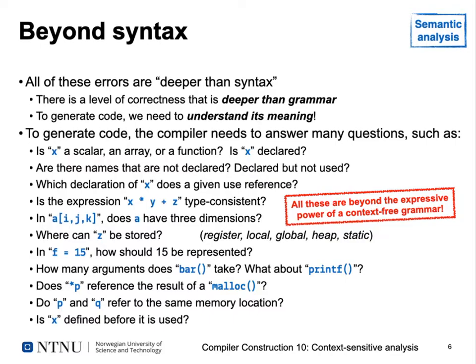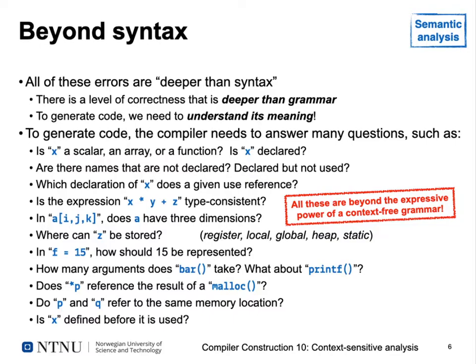If we have an expression here like x times y plus z, is this type consistent? So can we actually calculate something? If one of these would be a character pointer and the other one would be integers, well, that would be problematic. If we have an array access here, a of i, j, k, does this array a actually have all these 3 dimensions?